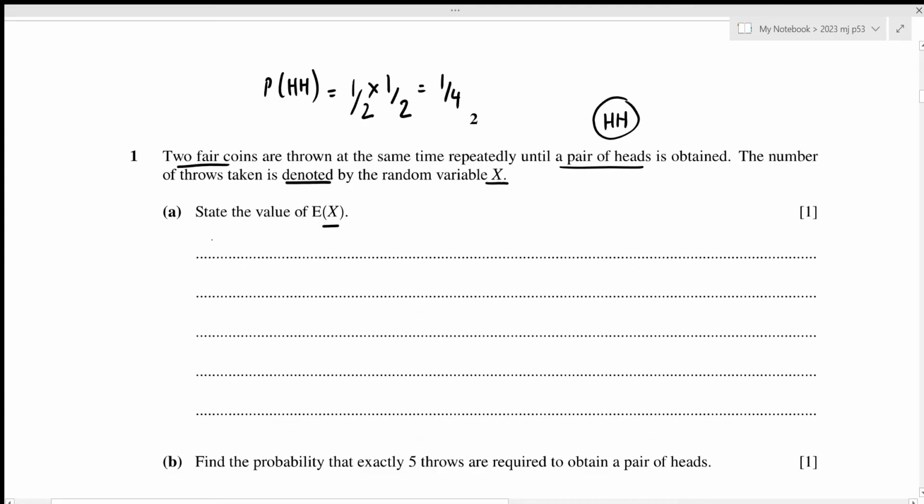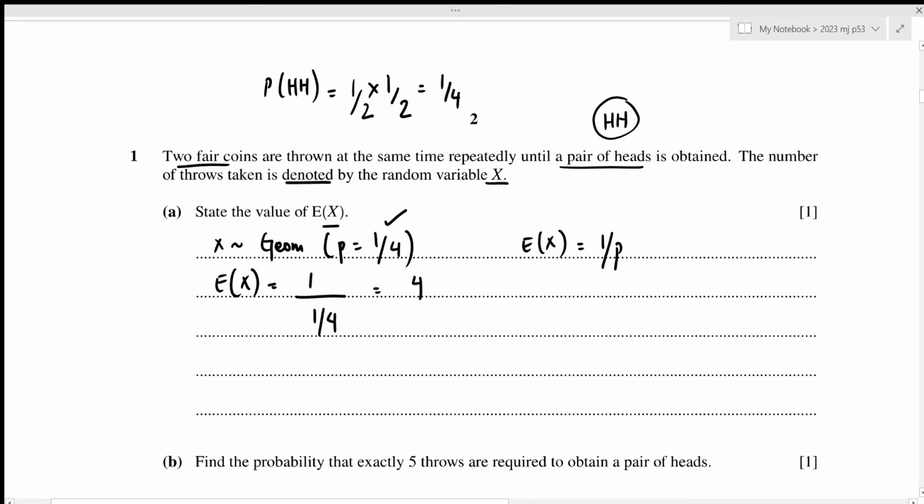So we can say that in this case, x follows a geometric distribution where the probability of the desired outcome is 1 by 4. Now always remember that for geometric distribution, the mean or the expectation of x is just going to be 1 by p. We've already calculated the probability to be 1 by 4. So 1 by p would be 1 by 1 by 4. This gives the required mean to have the value of 4. That's all for the first part. Let's move towards the second one.